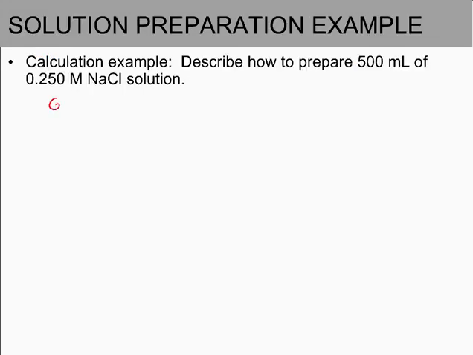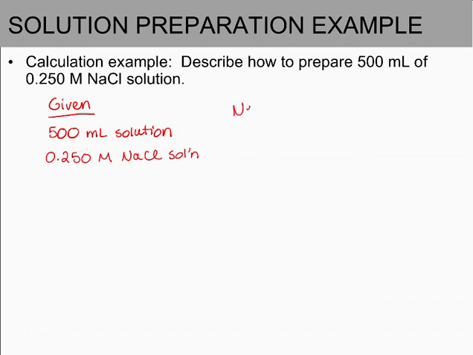So let's write out what we're given. We're given the volume of the solution, and we're also given the concentration of the solution. And remember, M is equal to moles per liter. And then we need to determine how much of the original solute we need. So let's write grams of NaCl here.